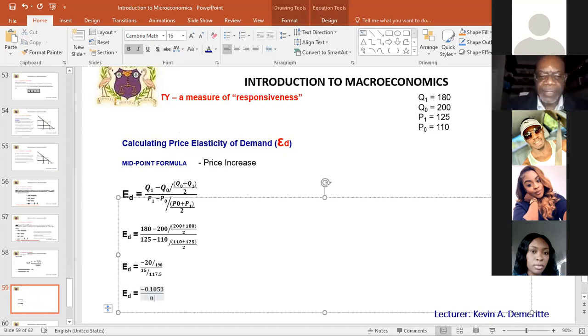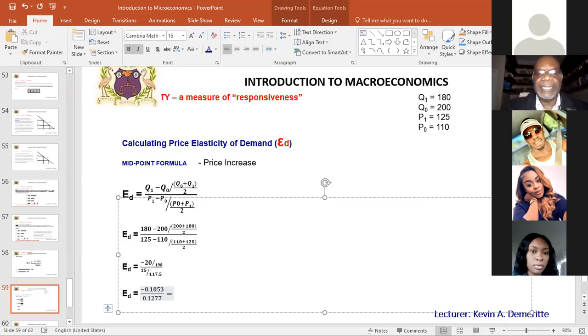0.1277. What's after the 7? 6. So wouldn't that be 7, 8? No, it's 7. Oh, it was 0.12765. Okay, I got you now. All right, fine. So we end up with our numerator, that's the top, was negative 0.1053, and our denominator on the bottom, 0.1277.